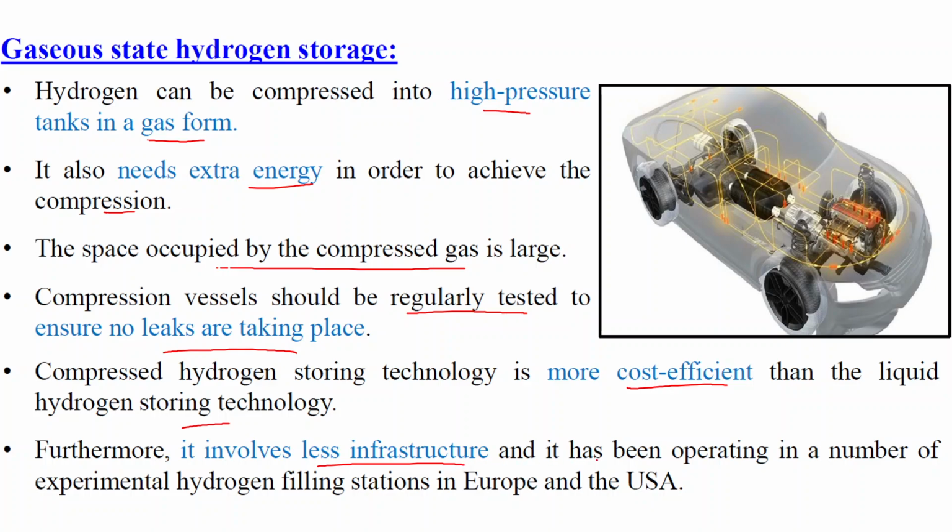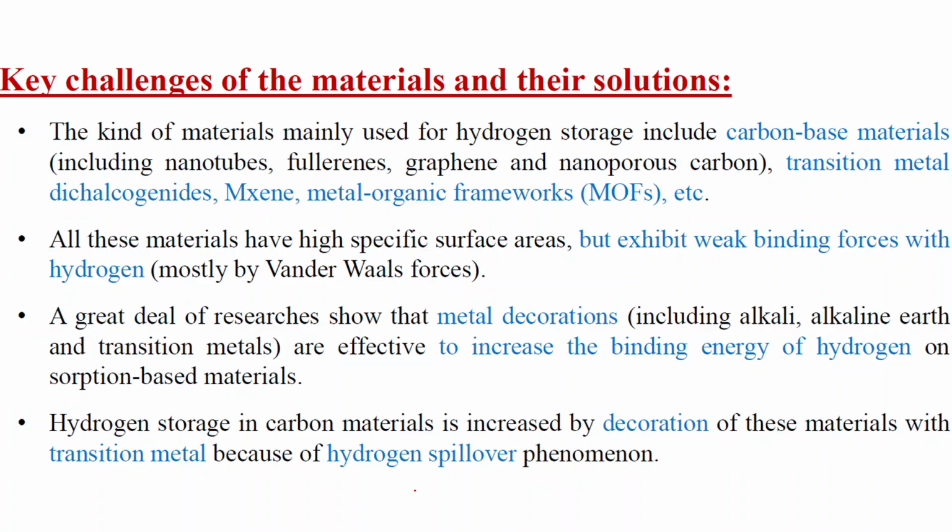Furthermore, it involves less infrastructure and it has been operating in a number of experimental hydrogen filling stations in Europe and the USA. Now, coming on to some of the key challenges associated with this, the kinds of materials mainly used for hydrogen storage include carbon-based materials, transition metal dichalcogenides, magnesium, and then metal organic frameworks, that is MOF.